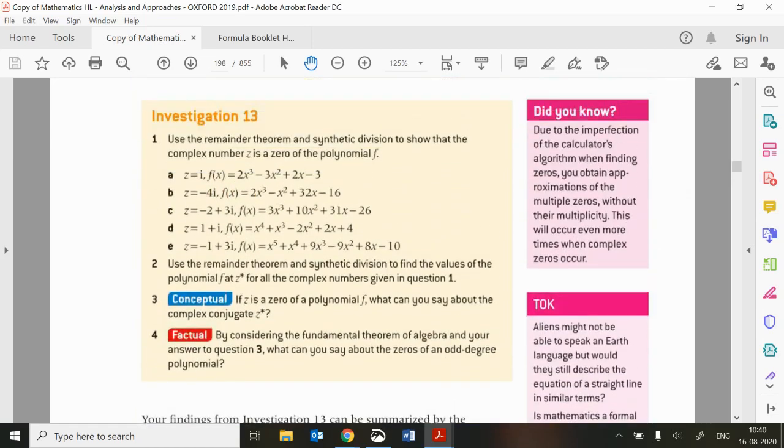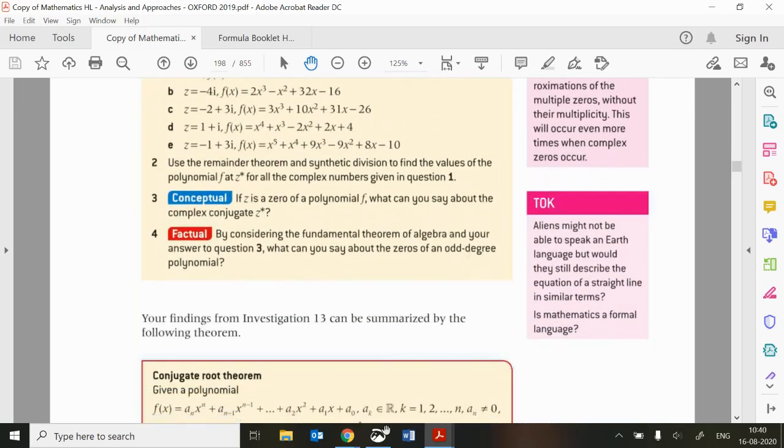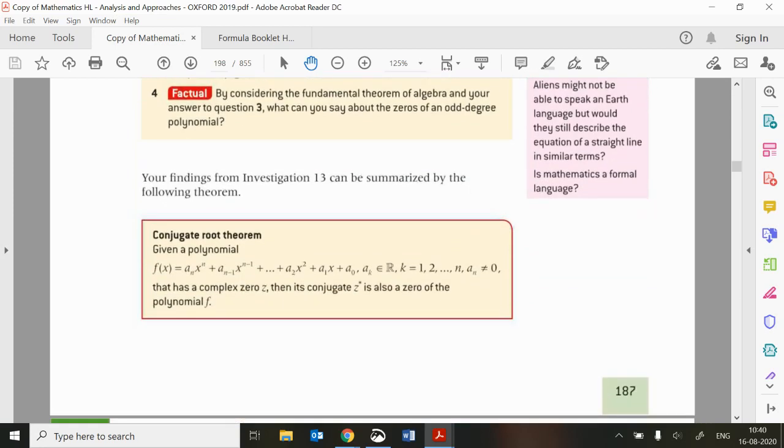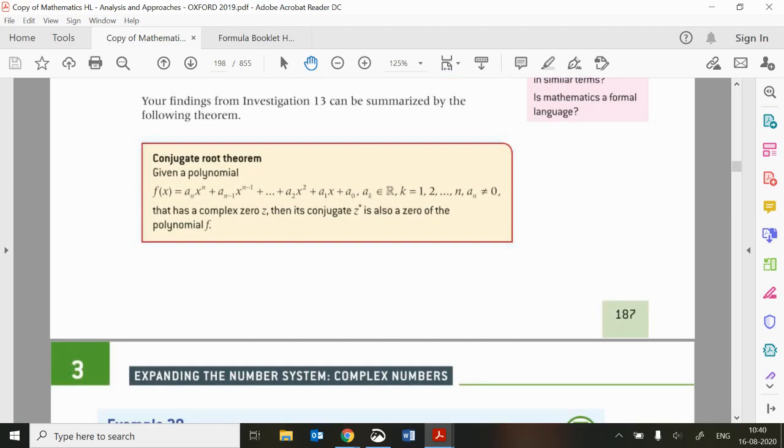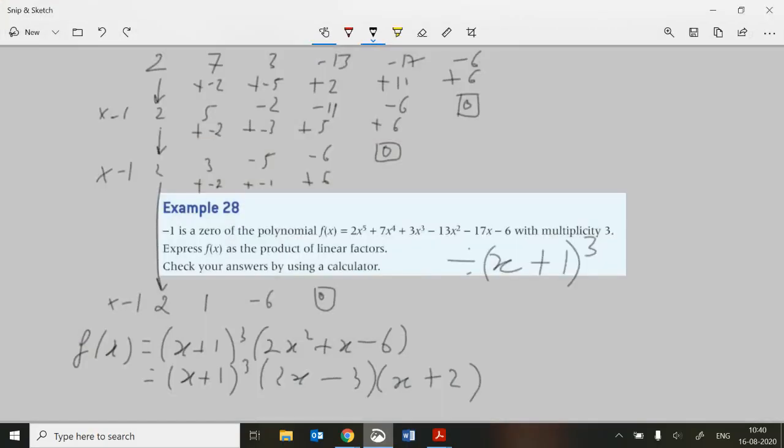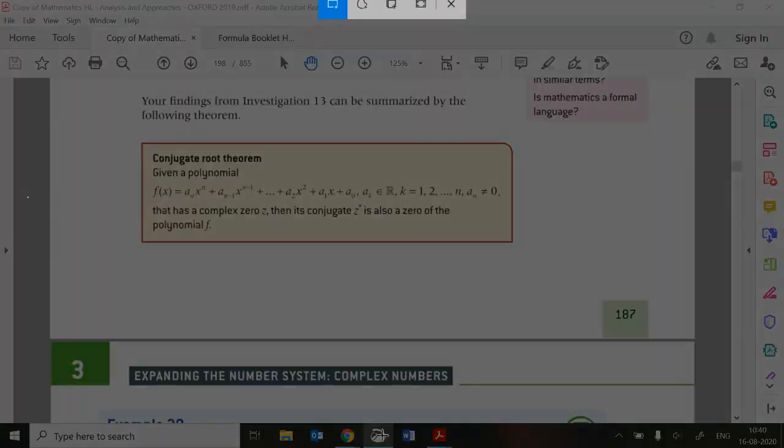A little investigation going on here. And I'm going to skip past that just for a moment because I'll just explain this one anyway. This one says the conjugate root theorem. Okay, so this is pretty interesting. Now we're getting on to complex solutions. Now remember, just take a little bit here.